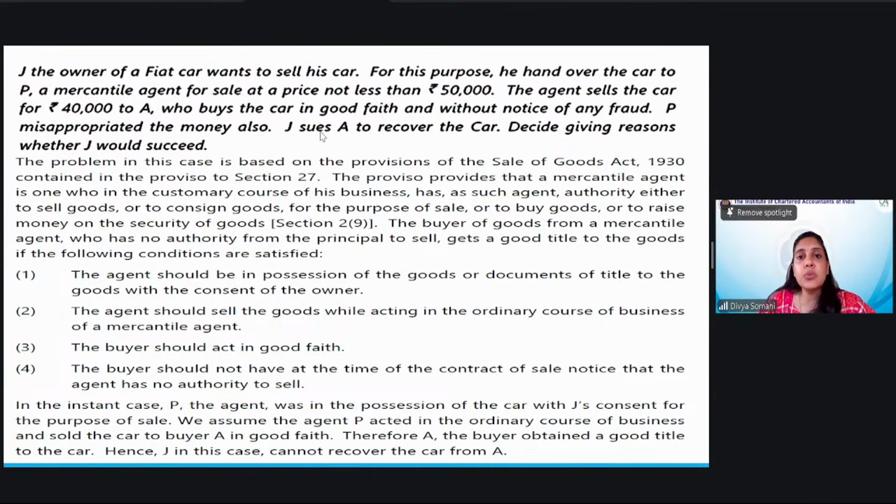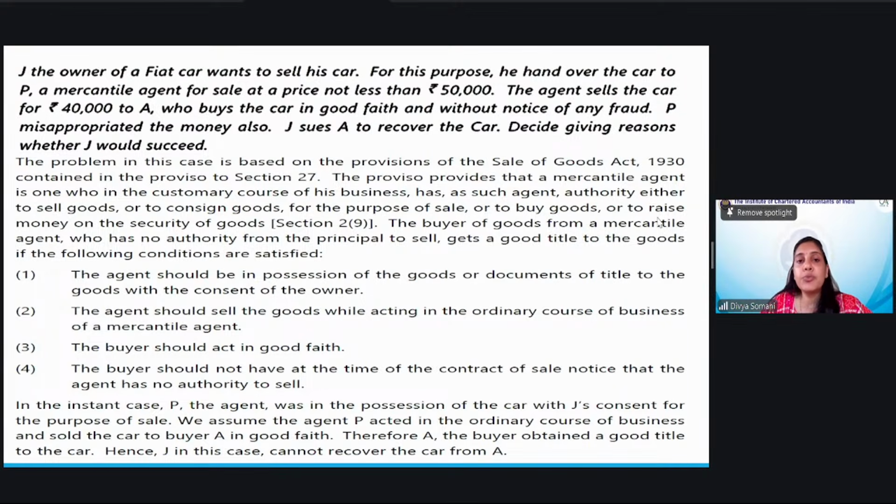So J sues A. So who is J? He is the owner of the car. He filed a suit against A, sorry, who is the buyer? Who is the actual buyer, to recover the car, because according to him he has not received the money, and obviously, why will he give away the car? So that is why he has filed a suit against A. Decide giving the reasons whether J will succeed or not.